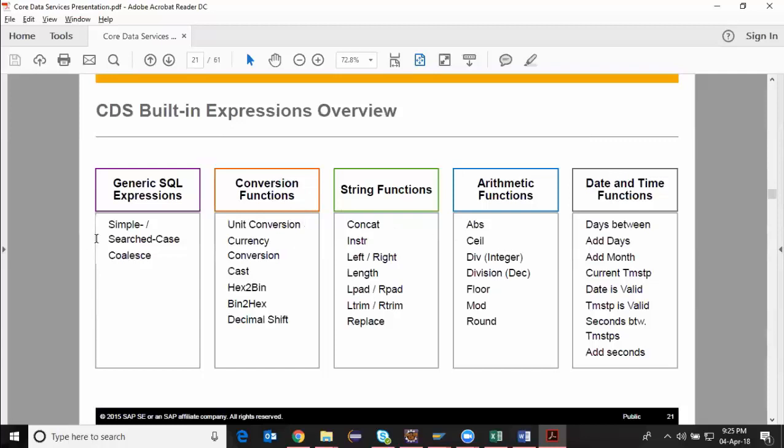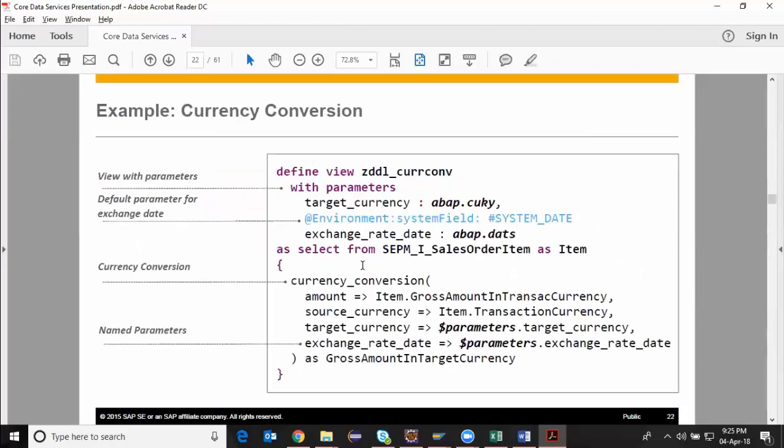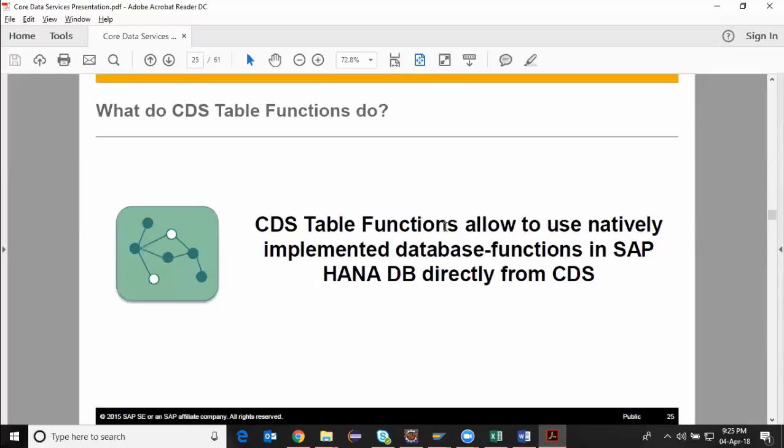We're not going to see them in all the detail. You can see concatenation, left, right, length, LPAD, trim, replace, arithmetic, date functions, days between, add days, add months. 99% exactly the same as your SQL functions, isn't it? Currency conversion you can do here with script now, but you had a function. You remember when we were doing it? So similarly, how did you do a currency conversion? Here you can also see the code pushdown.